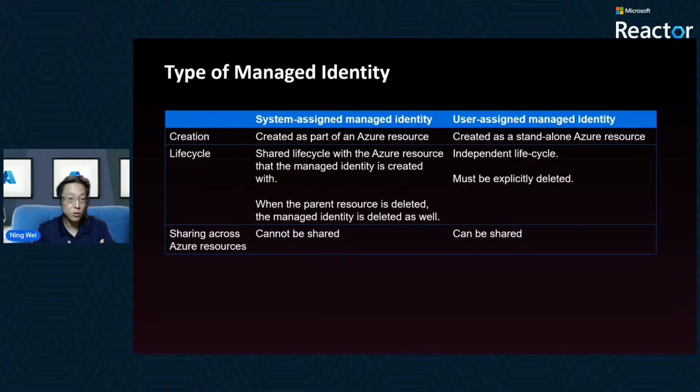So I, as a user, do not have to worry about the lifecycle. It's handled by the system automatically, right? Because it's a one-to-one kind of mapping. So that managed identity is only used for that particular Azure resource. It cannot be shared, right? So this is how the system assigned managed identity works.